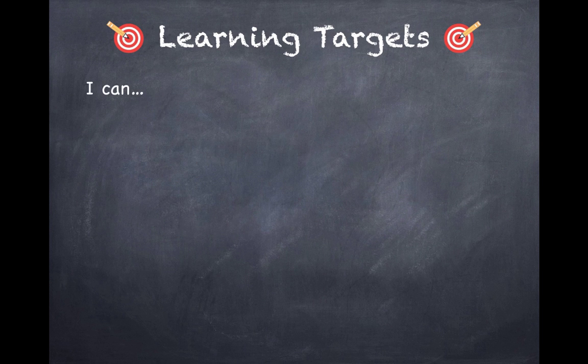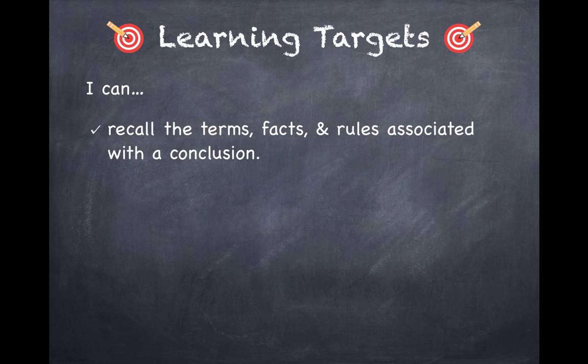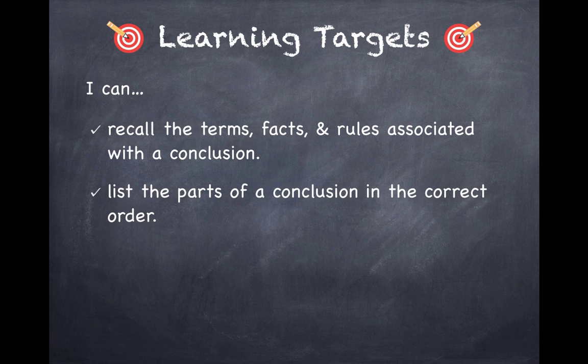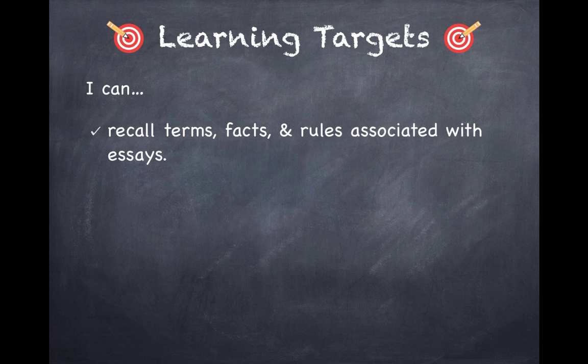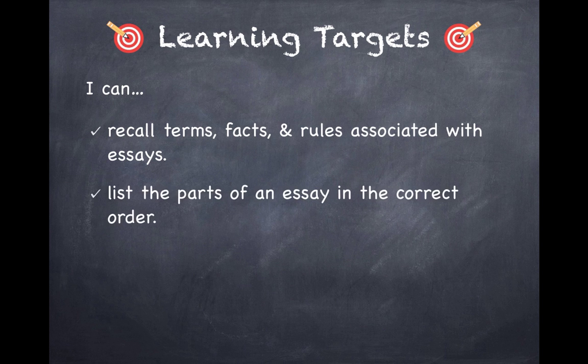So that concludes our conclusion section. Hopefully we can say we have accomplished these learning targets. I can recall the terms, facts, and rules associated with the conclusion, and I can list the parts of the conclusion in the correct order. So now we want to make sure, to wrap up our essay lesson, that we can recall any terms, facts, and rules associated with essays. And as we got into that, of course, we divided it into the introduction, the body, and the conclusion. We want to make sure that we can list the parts of an essay in the correct order.